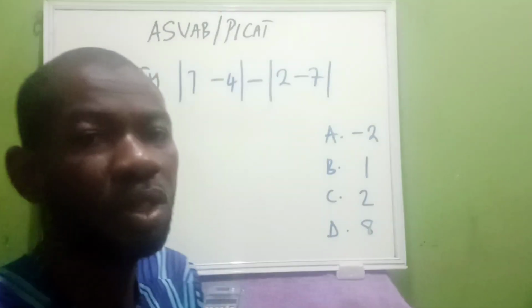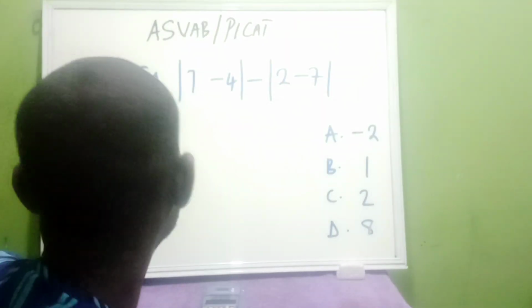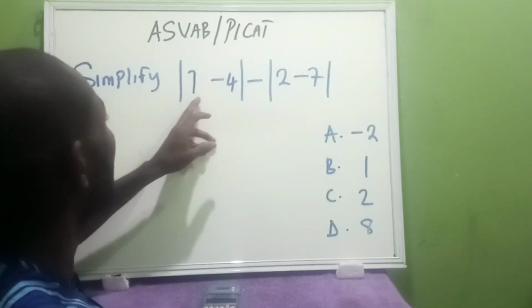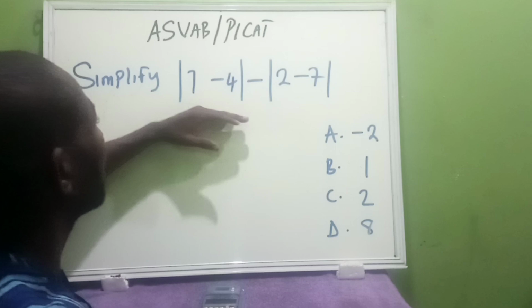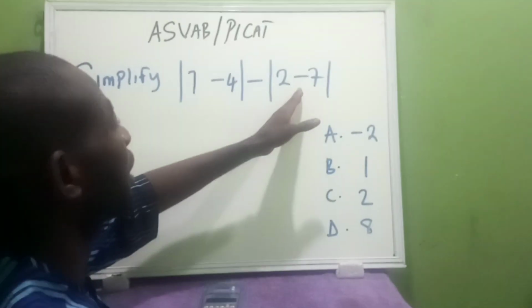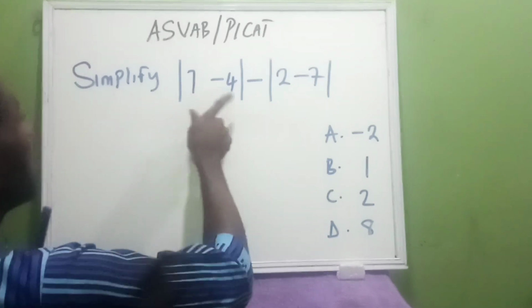Let's solve this question on the ASVAB PiCAT Math Knowledge practice question. The question says we should simplify 7 minus 4 minus 2 minus 7. This time you are going to see that anytime we encounter a negative, we're going to take the absolute value of that number.